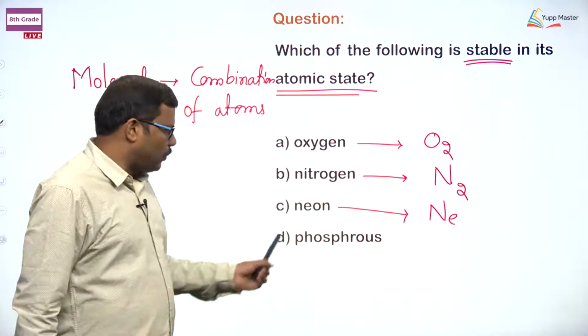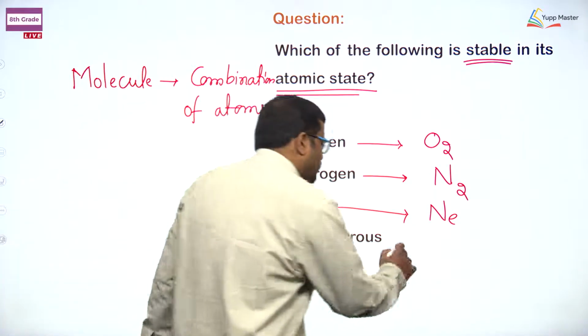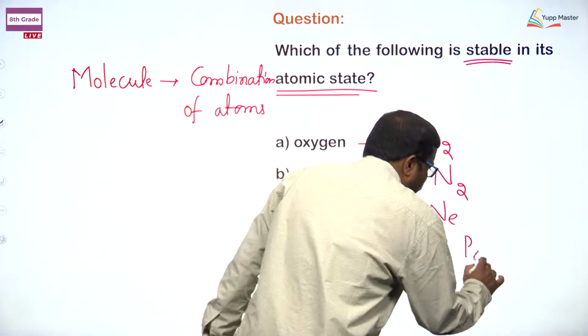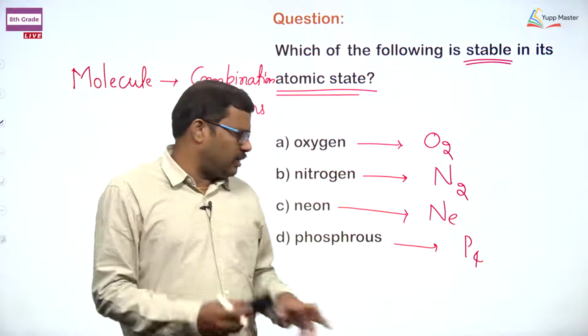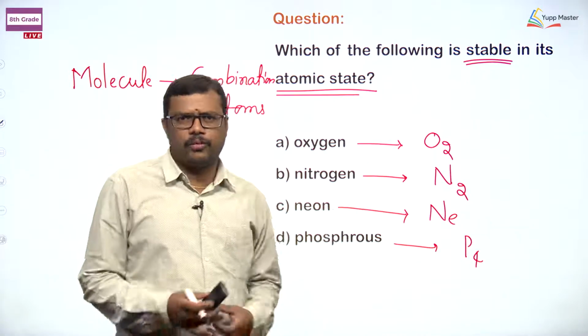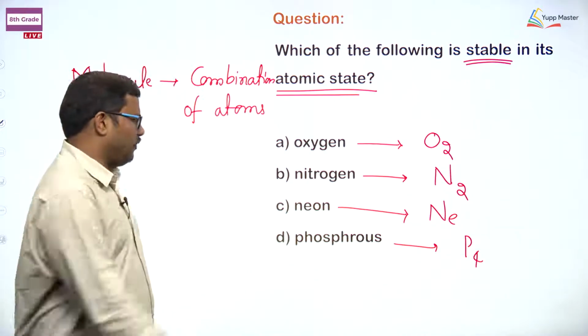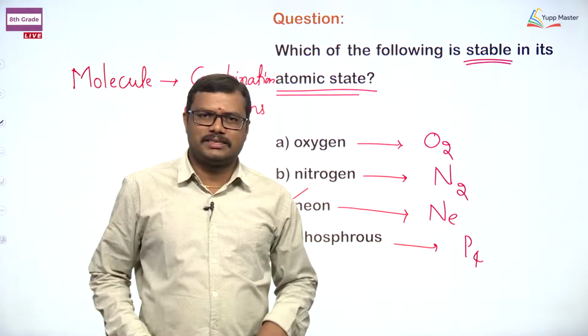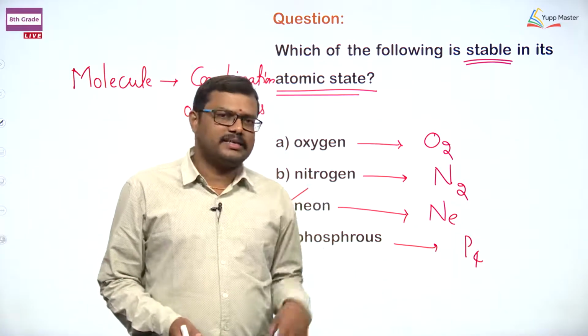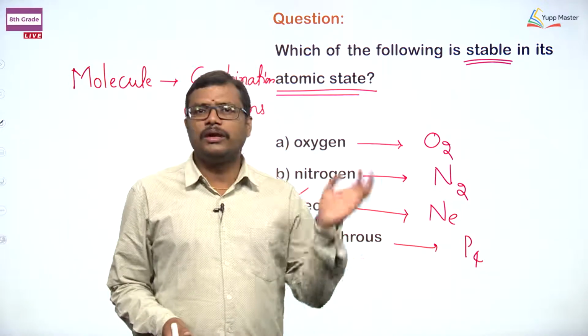Look at the other one also, phosphorus. Phosphorus in nature will exist as a P4 molecule. So, 4 phosphorus atoms will combine together and give phosphorus as a P4 molecule. So, here if you observe among the given options, neon is the only species which exists in nature in a stable form, that too in atomic form.